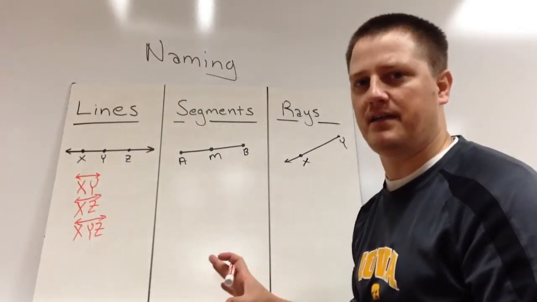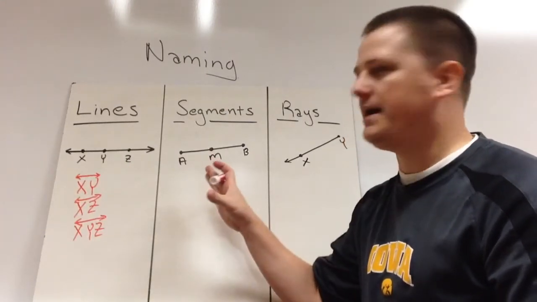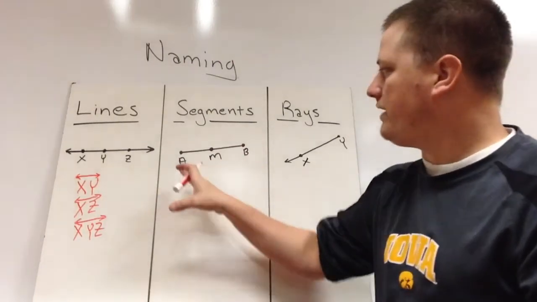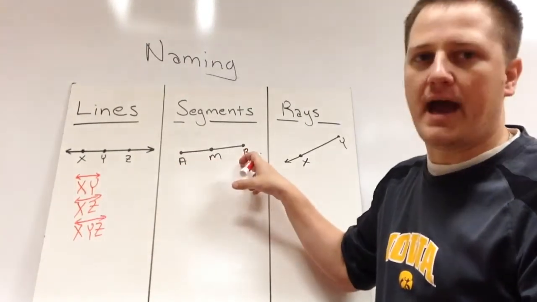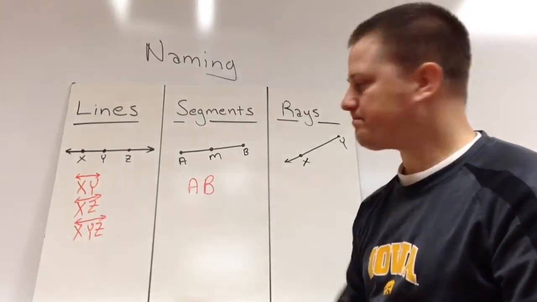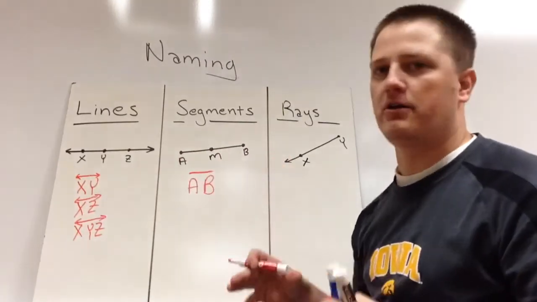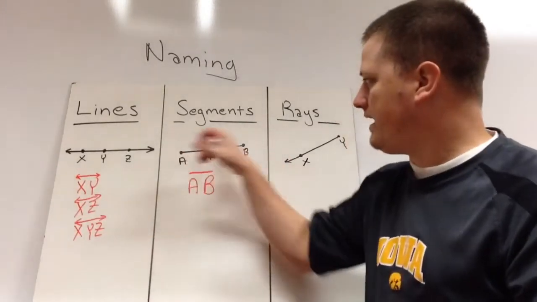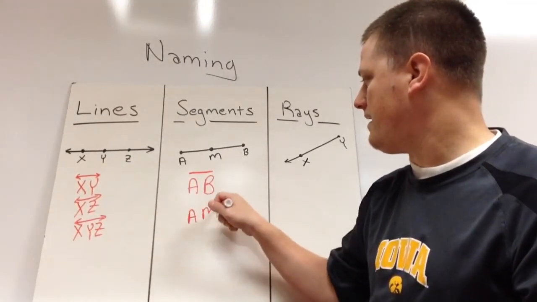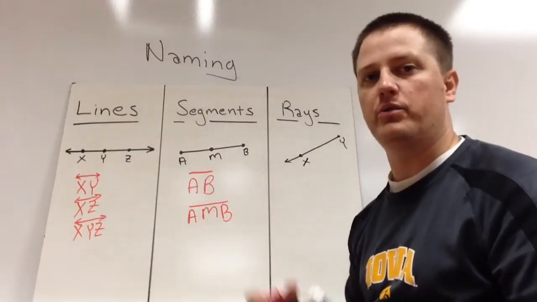Segments are named exactly the same. We typically use 2, sometimes 3 letters, but with a segment, we always focus on the endpoints of the segment. So here we have a full segment. A and B have to be in the name. And we put a segment above it with endpoints. No arrows because this ends. That's what the endpoints are. We could also call this AMB. Again, try and come up with another way or 2 to name this one.